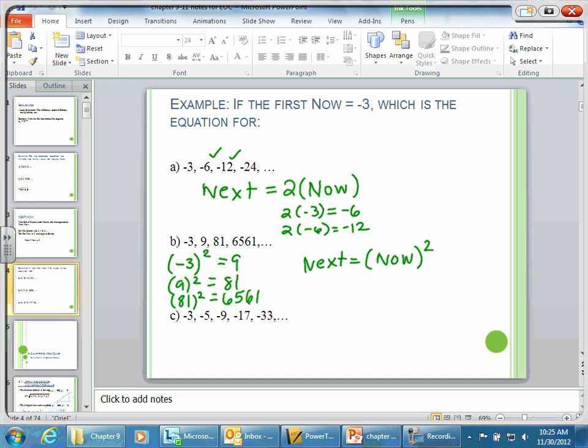So what happens if I take -3 and multiply by 2? Well, that's not quite -5, but it's really, really close. Well, what happens if I take -5 and multiply by 2? I'm at -10. Let's see, what happens if I take the -9 and multiply by 2?